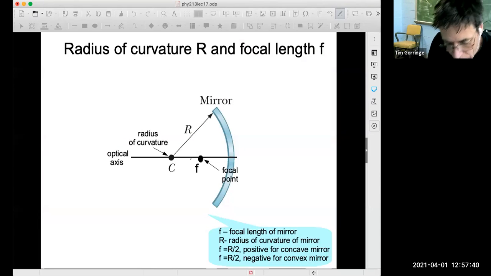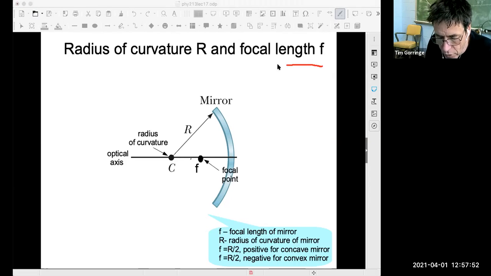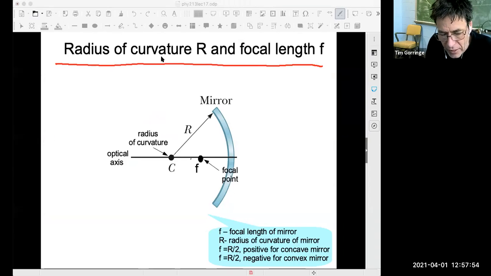Okay, so here's a curved mirror, and I want to introduce a little bit of terminology. I want to introduce the radius of curvature. We give it the symbol uppercase R. And I want to introduce what we call the focal length. We give that the symbol lowercase f. And the radius of curvature and focal length are the quantities that we use to describe this or that curved mirror.